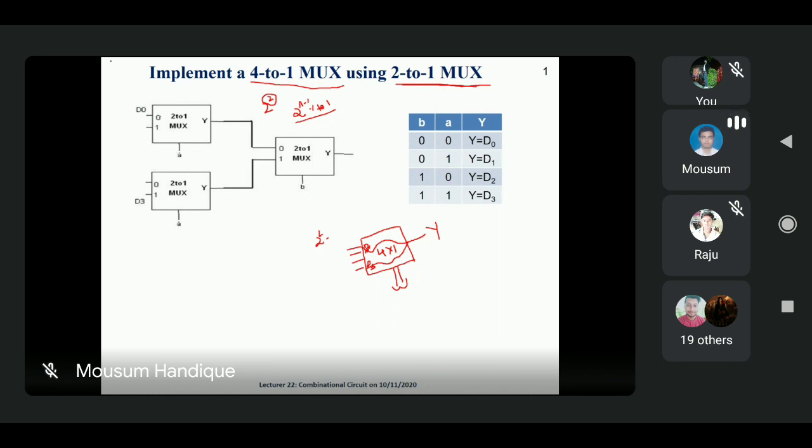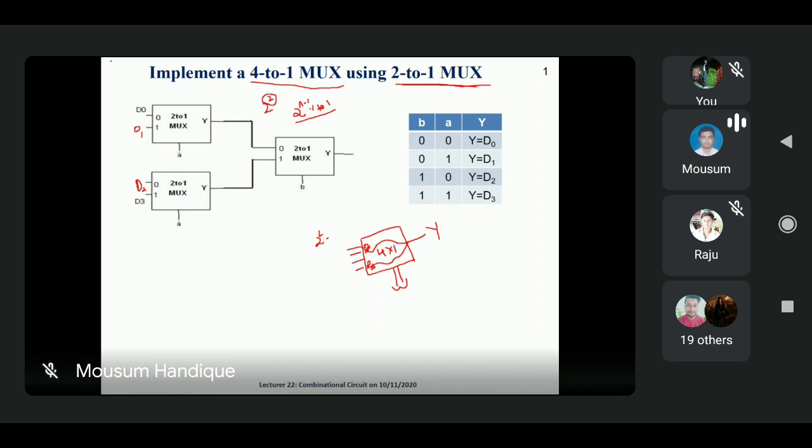Data lines are always 2. Sorry, this one is D1, and this one is D2. Okay. So why are we using 2 to 1 muxes, that means multiple 2 to 1 muxes? Because we are constructing a 4 to 1 mux. So 4 to 1 mux means what?